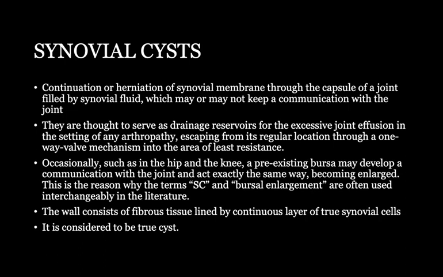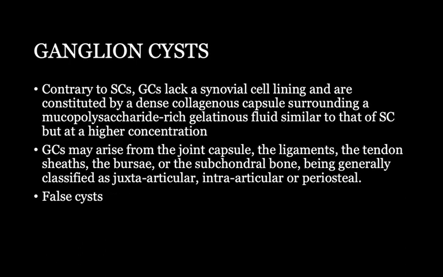The wall consists of a fibrous tissue which is lined by a continuous layer of true synovial cells, and hence it is considered to be a true cyst. A ganglion cyst, contrary to a synovial cyst, lacks a synovial cell lining and is constituted by a dense collagenous capsule surrounding a mucopolysaccharide-rich gelatinous fluid similar to that of synovial cyst but at a higher concentration, and they may arise from the joint capsule, ligaments, the tendon sheath, the bursa or the subchondral bone, being generally classified as juxta-articular, intra-articular or periosteal. These are the false cysts.